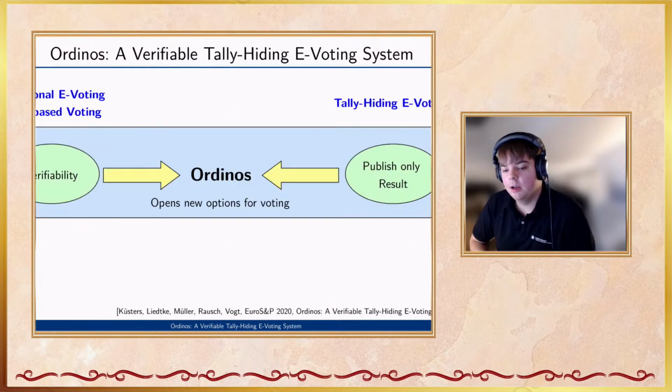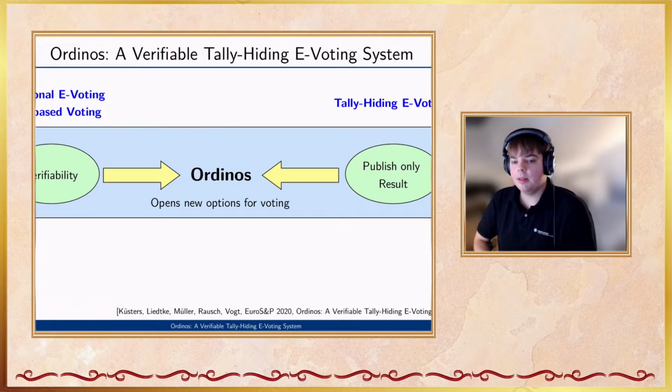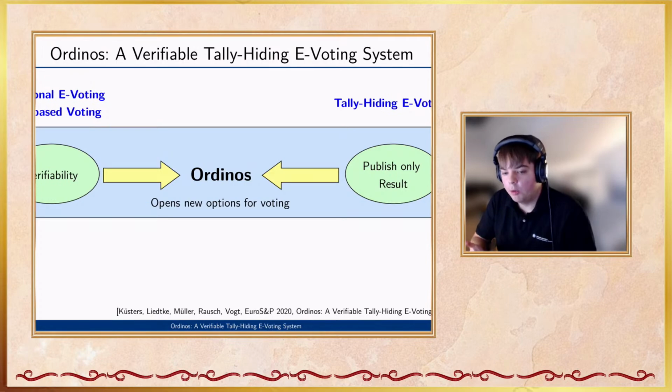So on the one hand, we have verifiability, and on the other hand, we have tally hiding, where we only want to reveal the election result. With Ordinals, we combine both of these properties. Ordinals is the first provable, secure, verifiable, and tally hiding e-voting system.